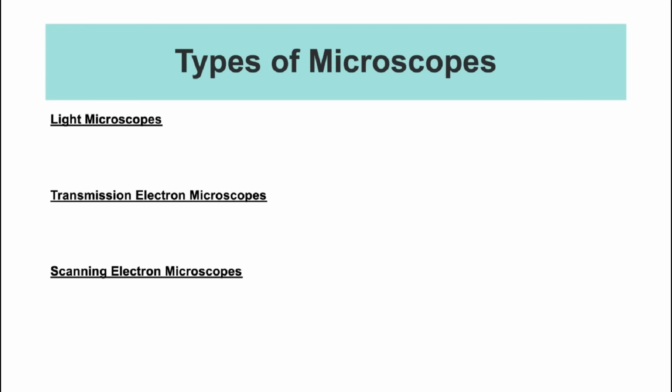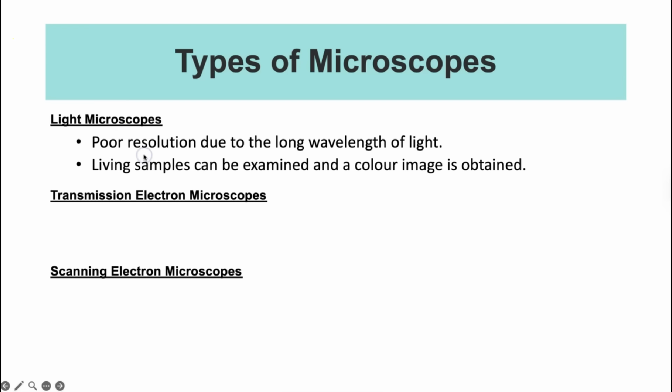So first of all, there are 3 different types of microscopes that you need to learn about, starting with the light microscope. Light microscopes have the lowest or poorest resolution, and that's because they have the longest wavelength of what creates the image, and that is light. Light has the longest wavelength compared to electrons. But the plus side is you can get living samples that you can examine, and you can get a colour image as well.